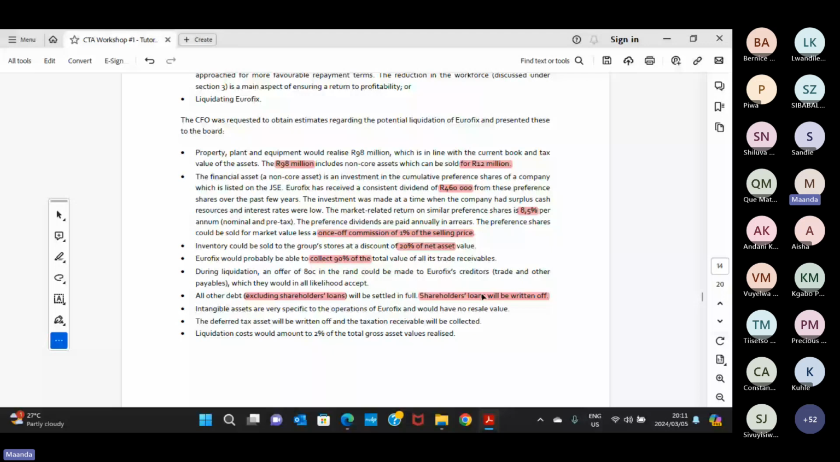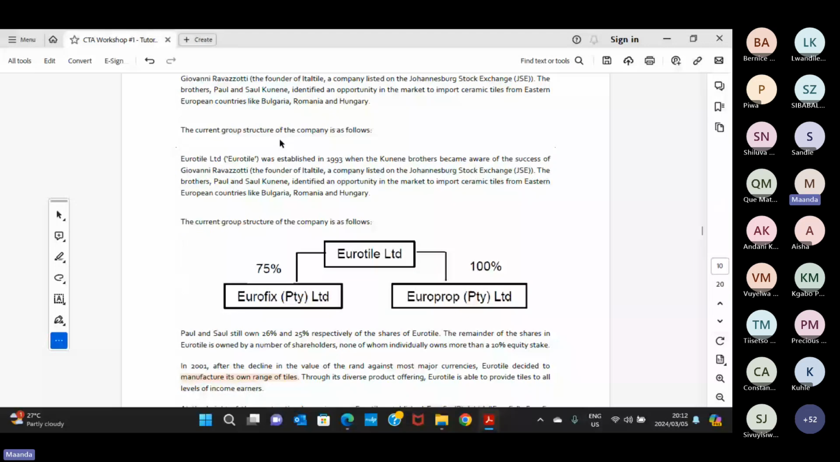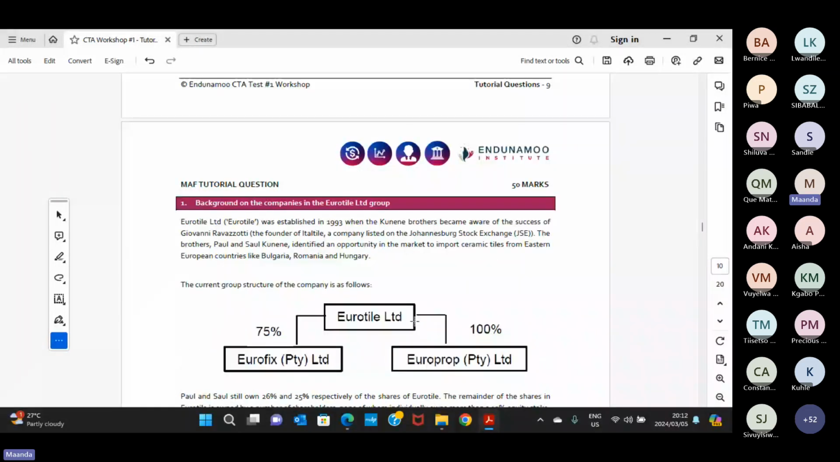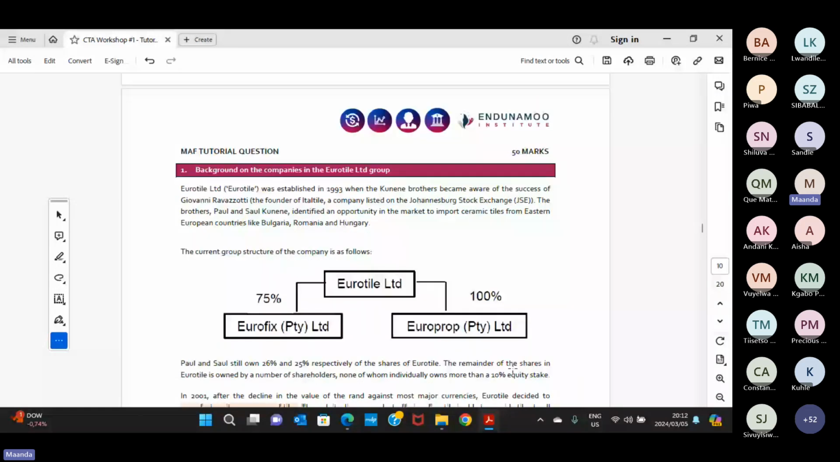Have you considered that shareholders, if we go for this option and not try to save the company, then do not get anything because their loans are going to be written off? So that's something you also need to consider. And again, remember, this is Eurofix, but there is also Eurotile, which is the main company. So these ones are still functioning. So as we liquidate this, what impact, what reputation is it going to give to these two companies?